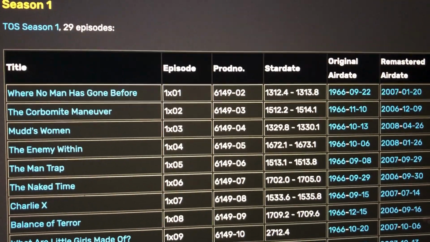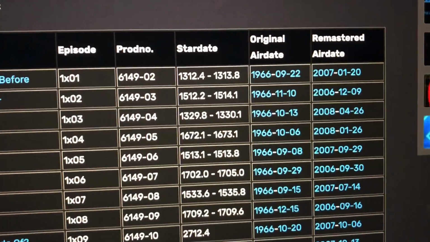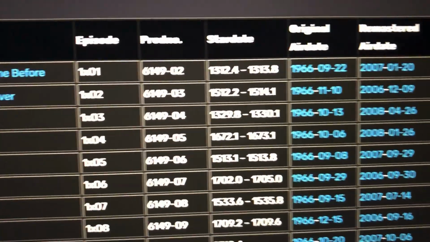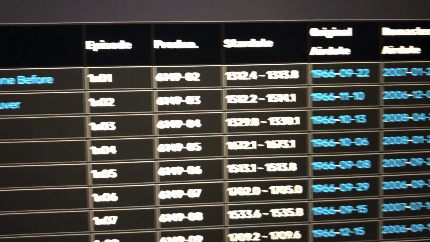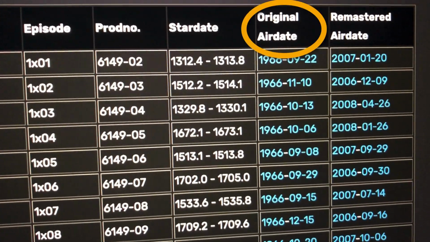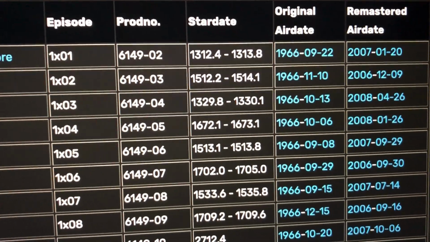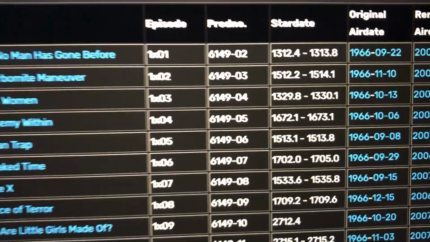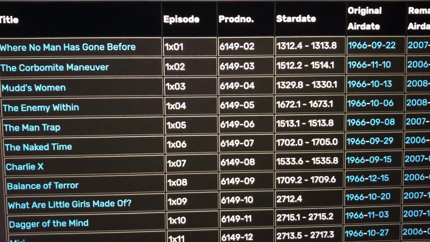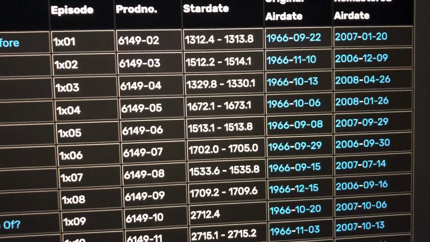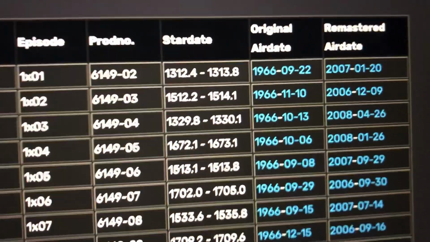Memory Alpha actually arranges the episodes of the original series in the order they were shot, as in their production number here, not in the order that they were aired. And I think that helps sort out the star dates a little bit, because part of the reason why the star dates were so chaotic originally was because the episodes were aired out of order. So when you put them in production order, they make a little bit more sense, but it's still not perfect.